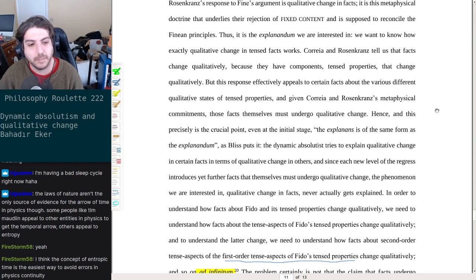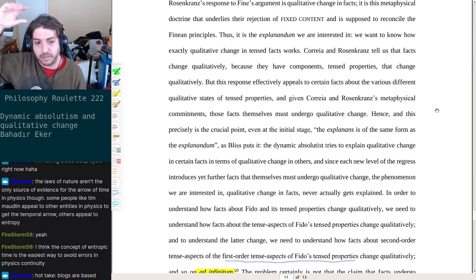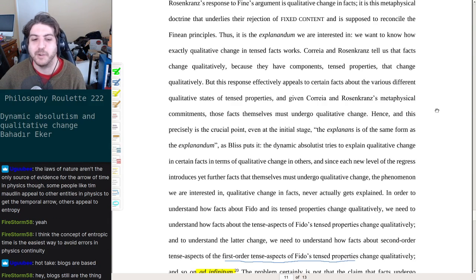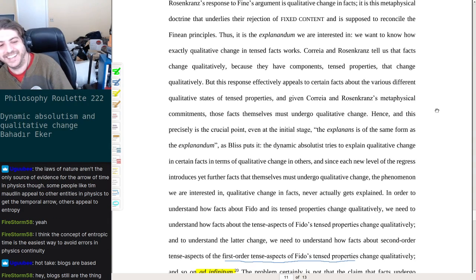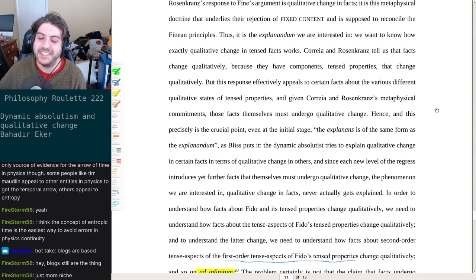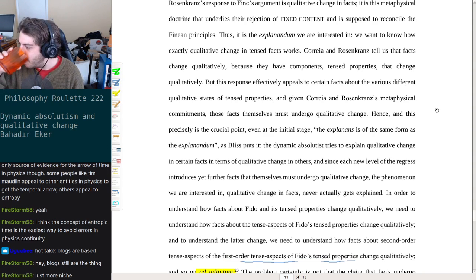Firestorm says, I think the concept of entropic time is the easiest way to avoid errors in the physics community. Yeah, entropic time is interesting. Hot take, blogs are based. Yeah, definitely more niche. They're still good, but you have to kind of look for them now. Social media is king, for better, for probably worse at this point.